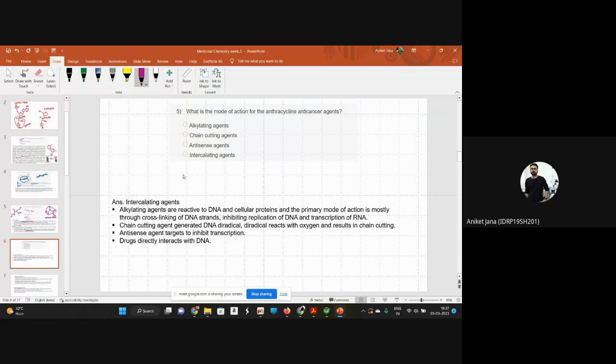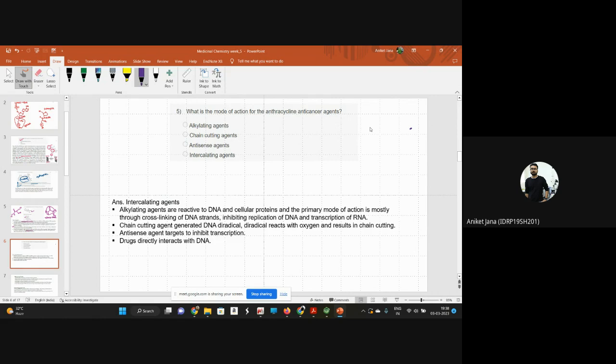Okay, so alkylating agents, what is their common mechanism of action? Alkylating agents are a family of anti-cancer drugs. As I have said earlier, all of these are anti-cancer drugs that interfere with cells' DNA and inhibit cancer cell growth. They are so named because of their ability to add alkyl groups to negatively charged groups on biological molecules such as DNA and proteins.